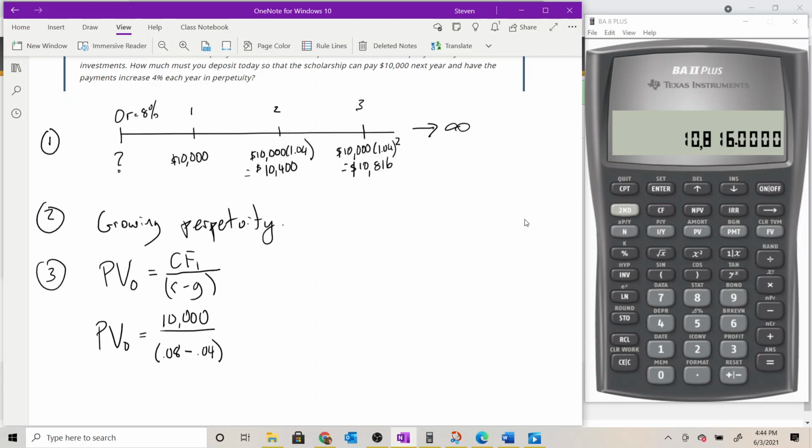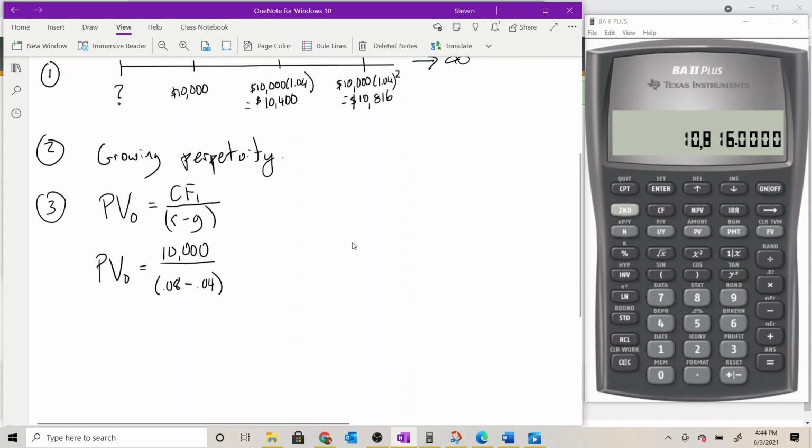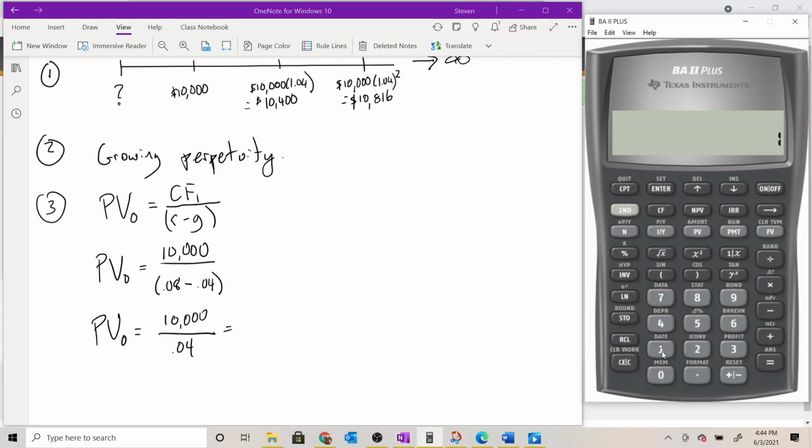And we put those in parentheses because we want to do that subtraction first before we do the division. We want to make sure we follow the correct order of operations. In fact, just to be sure, we'll go ahead and write that step out. So 0.08 minus 0.04 is going to be 0.04. All right, and if we plug that in, that's 10,000 divided by 0.04 is equal to 250,000.